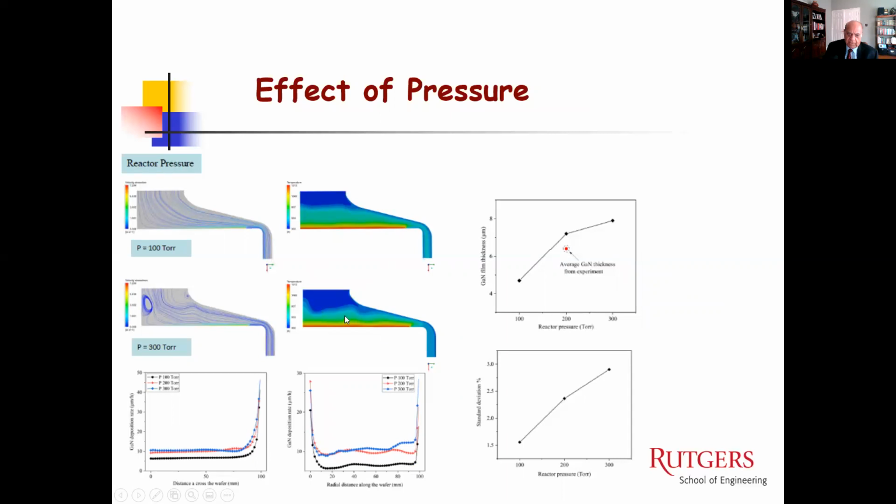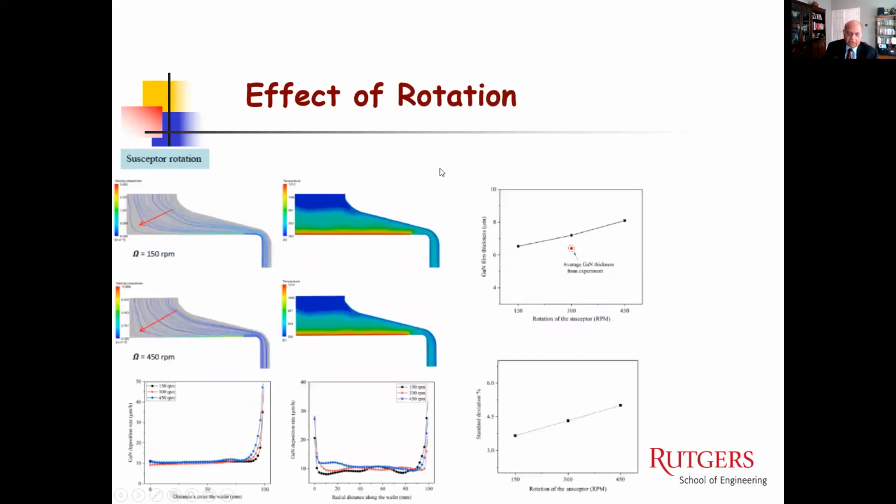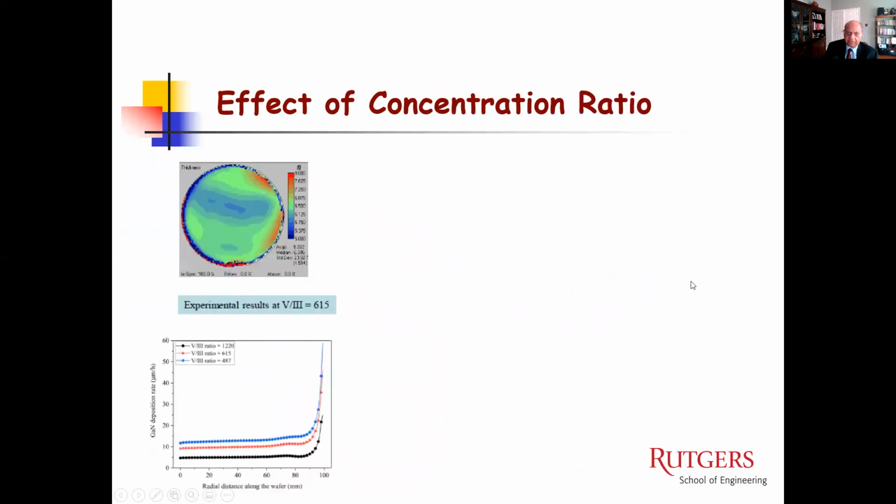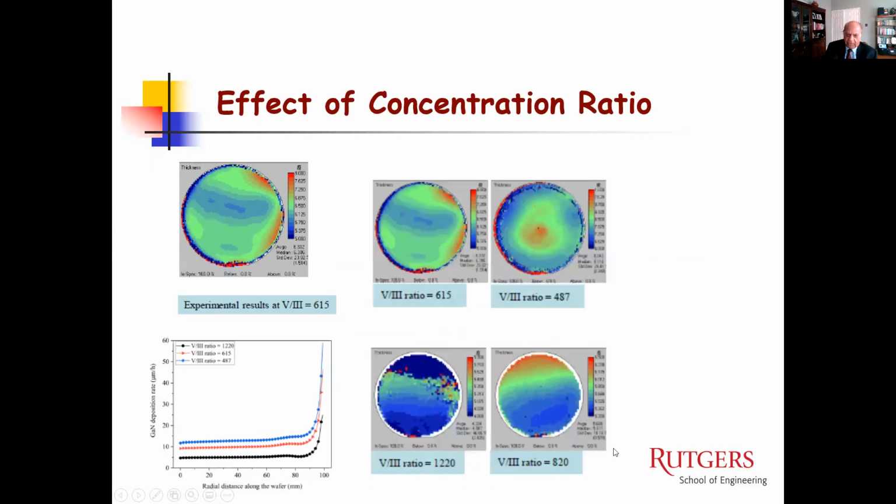It becomes much worse. Rotation. Rotation generally improves the uniformity. As you can see, it improves the uniformity, and it also increases the deposition rate a little bit, not too much, but the main effect is on the quality. And again, an experimental result comparison. Concentration ratio, as I said, is the most interesting thing, that it increases the deposition. Here, several of them are shown.